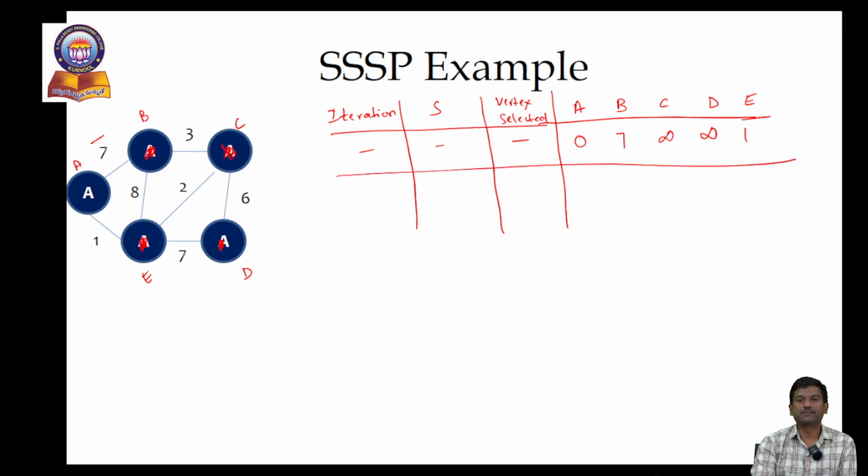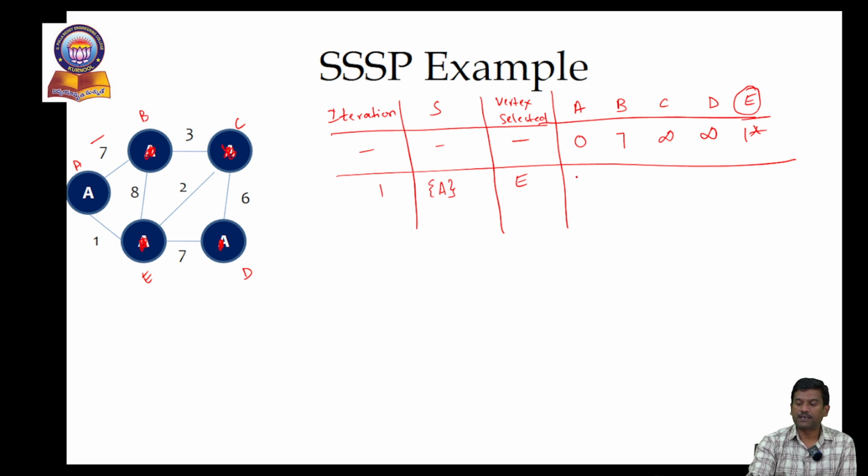This will be the values of the distance array during your first iteration. Among these values, as I mentioned, 0 should not be taken, and infinities should not be taken into consideration. The minimum is 1. You have selected the source vertex A, and the vertex that you have selected is E, because it is the minimum.